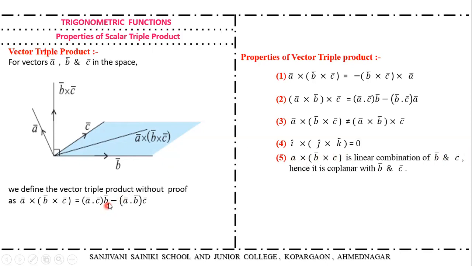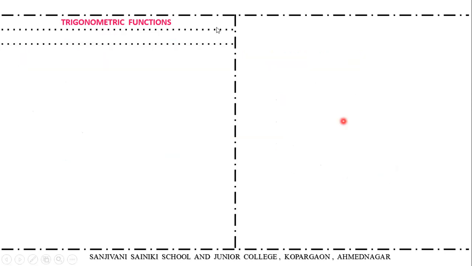As here we can see that A bar dot C bar is a number, a scalar. A bar dot B bar is also a scalar, a number. So we have written the vector product as a linear combination of B bar and C bar. Hence, it is coplanar with B bar and C bar. So A bar cross B bar cross C bar is coplanar with B bar and C bar.